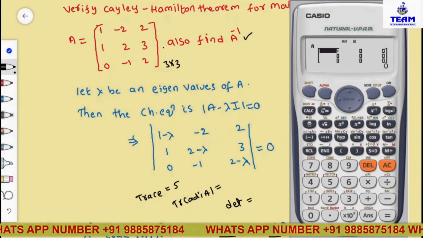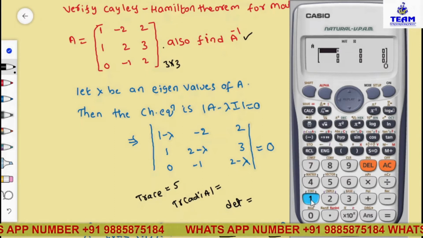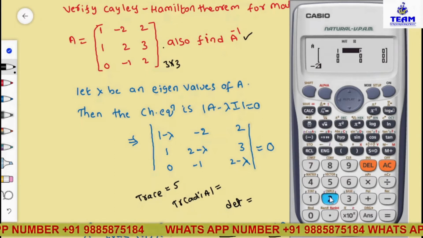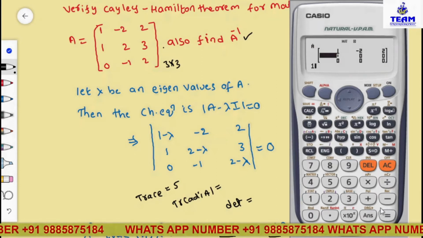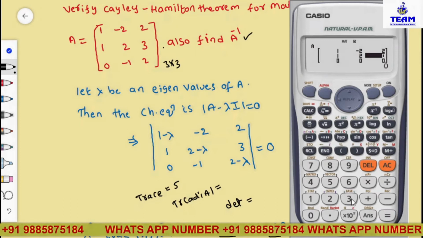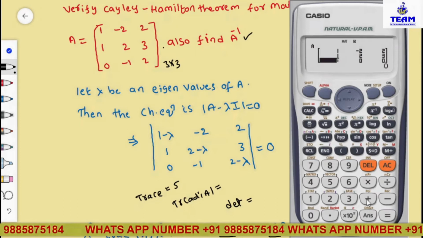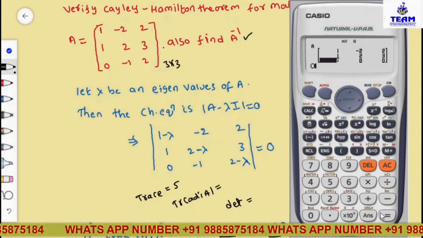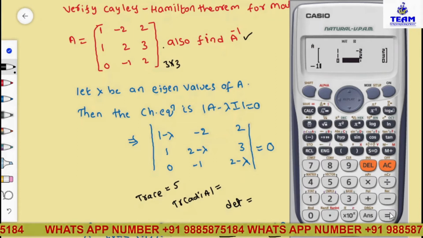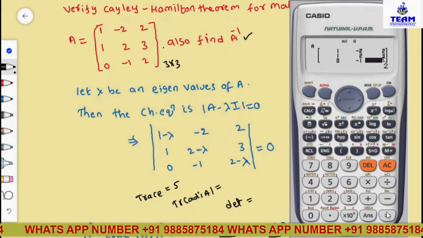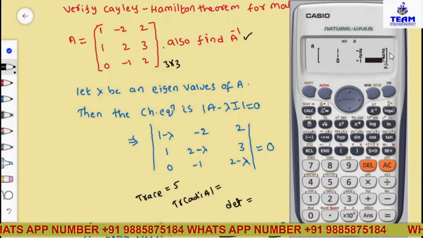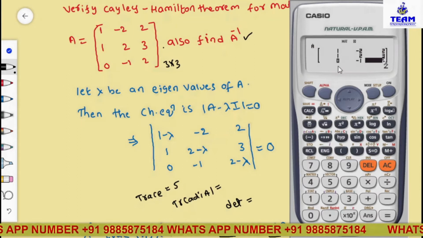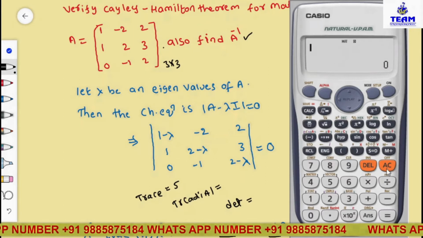Now give the values. Enter the elements of the matrix: 1 equals, minus 2 equals, 2 equals. Next row: 1 equals, 2 equals, 3 equals. Next, the third row is 0, minus 1 and 2. Now, friends, verify that all are correct or not: 1, minus 2, 2; 1, 2, 3; 0, minus 1, 2. Now you press AC. That's it.